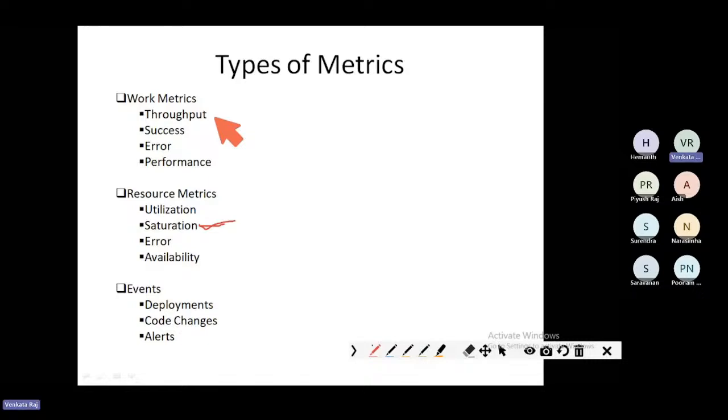Then, guys, we have events, as I think Cruz was highlighting. Events can primarily be the deployments, or the code changes, or the alerts generated by the system also. The alerts generated by the system are also events. Clear, everyone? So we have these different types of metrics: work metrics, resource metrics, and events.